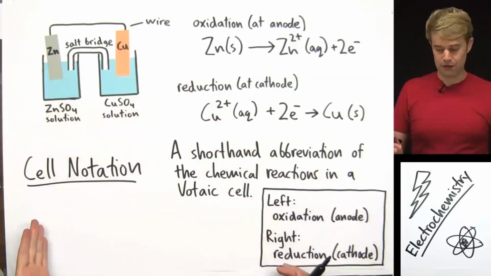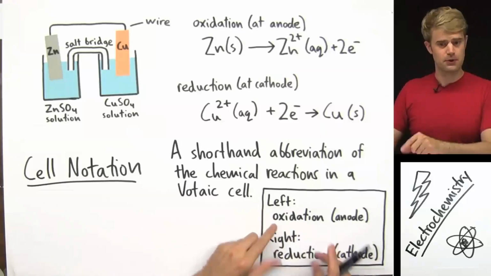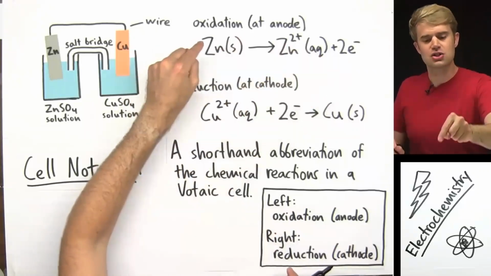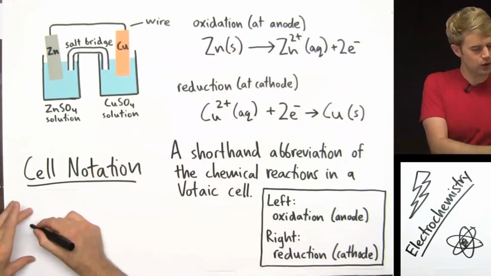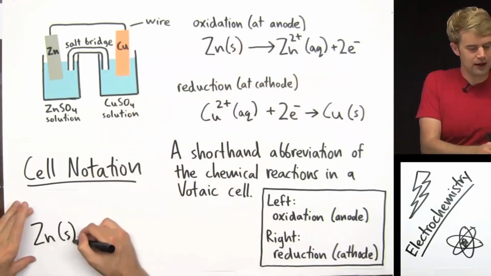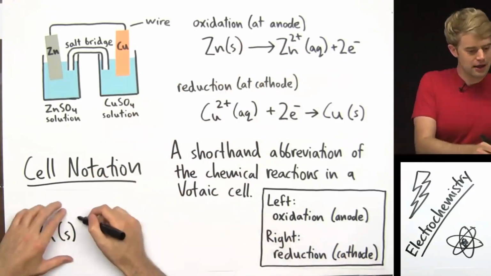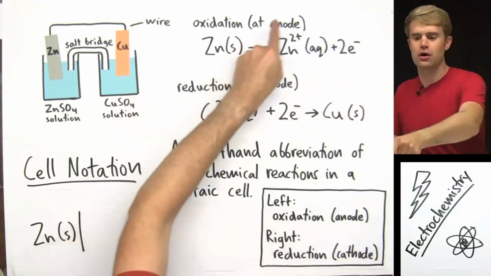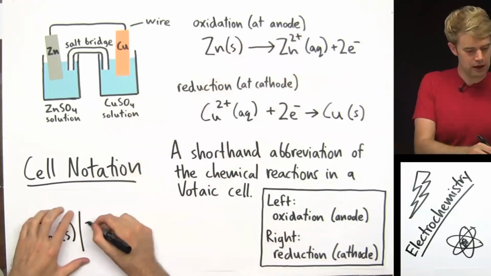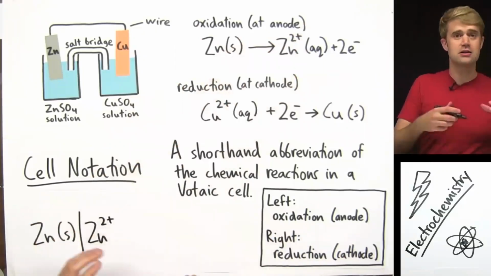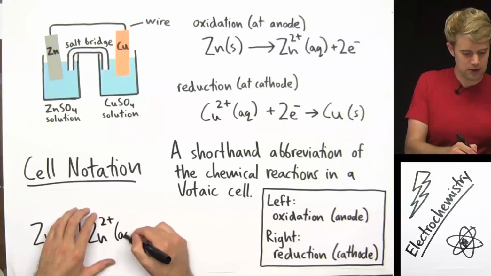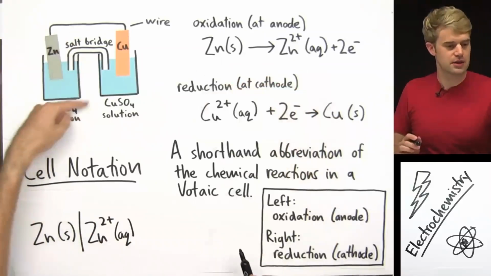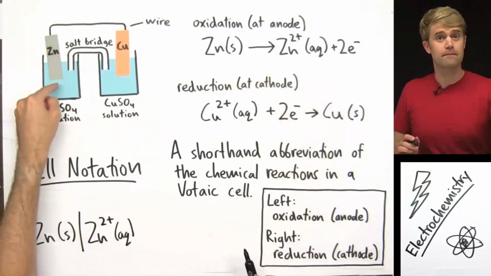We start on the left with the oxidation process. How does the oxidation process start? Well, I have the half reaction up here. It starts with solid zinc, so I will write Zn solid right here. That's how the oxidation begins. Then I put this line here, and I show what we end up with in the oxidation process, which is Zn2+, and that is dissolved in water. It's part of the solution. It's aqueous. So this shows the oxidation process that happens in the half cell over here.